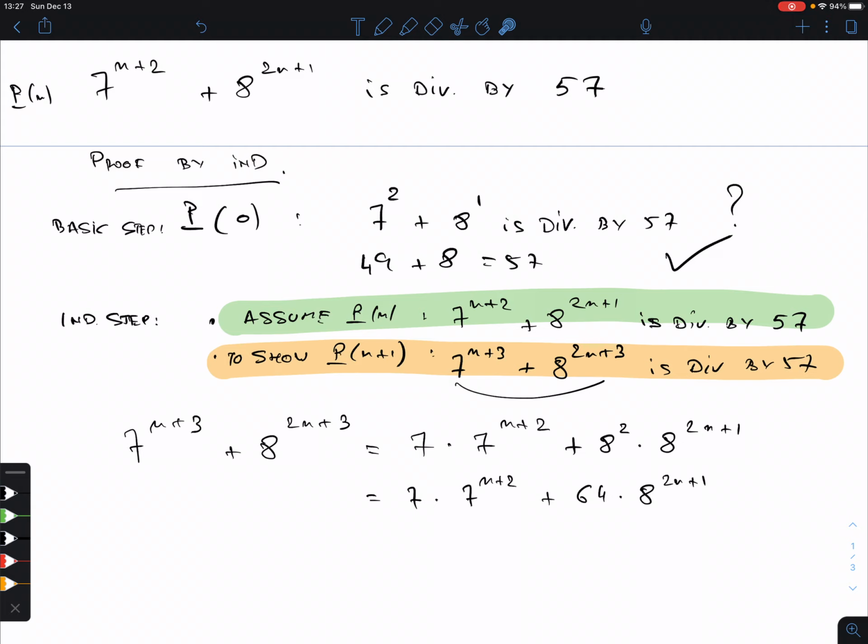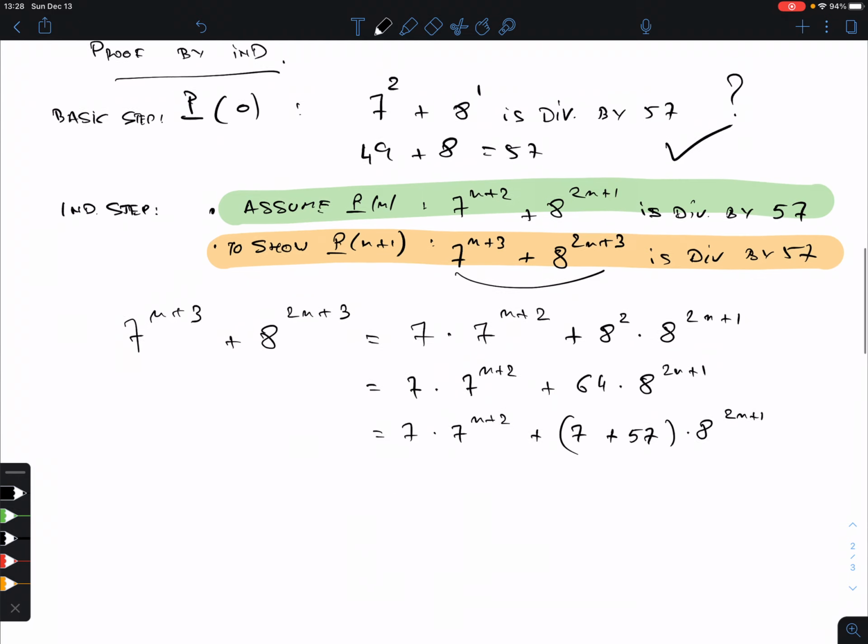Okay, so I would like to have some like terms. How can I do that? And again, this is something that we are deconstructing, desimplifying instead of simplifying. I'm thinking, what if I break 64 down here into a 7 and whatever remains? Because then at least I have the common 7 here, and then I can perhaps factor that out. So I'm going to split 64 into 7 plus, and what's the rest? 57, times 8^(2n+1).